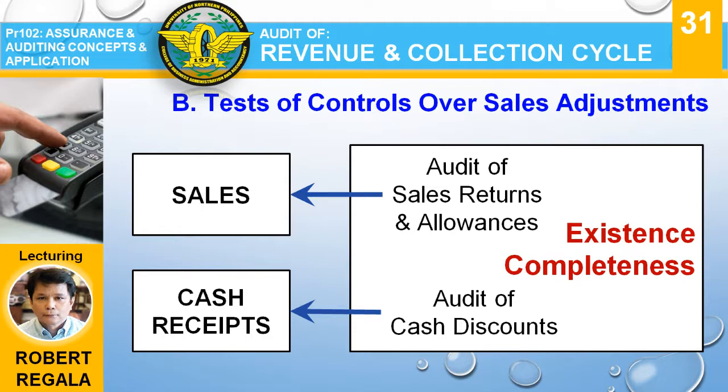Of course, the other objectives, rights and obligations, valuation, and proper classification should not be ignored. An important thing to remember is that the same methodology for audit of controls over sales transactions discussed in slides 8 to 18 should be applied to controls over sales returns and allowances. On the other hand, the methodology for the audit of controls over cash receipts will cover for cash discounts.